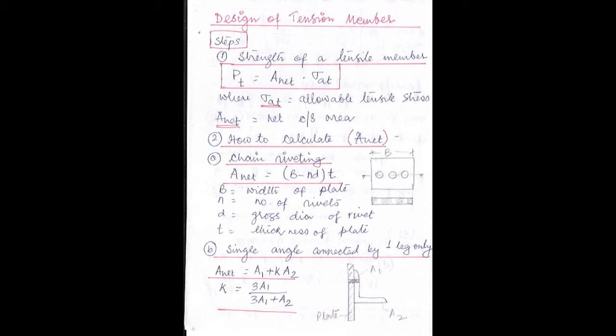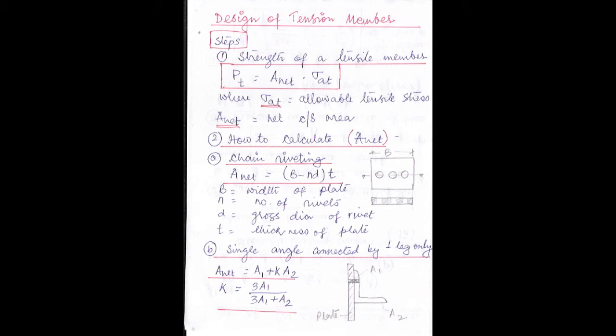Leg means, see the angle section, you can see there are two legs. One leg is connected with the gusset plate, that is called the connected leg. One leg is not connected, that is called the outstanding leg. Please remember the notation also over here. The connected leg area we define as A1, and the outstanding leg, which is not connected, that area we define as A2. So please remember this naming.